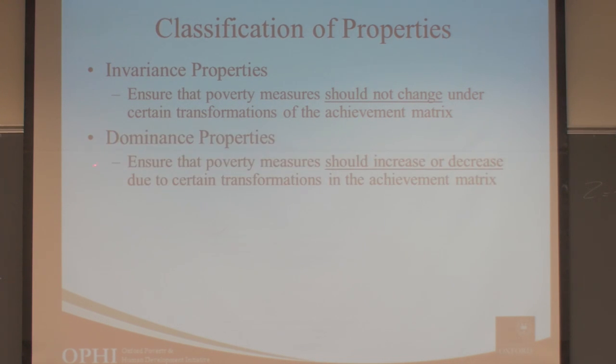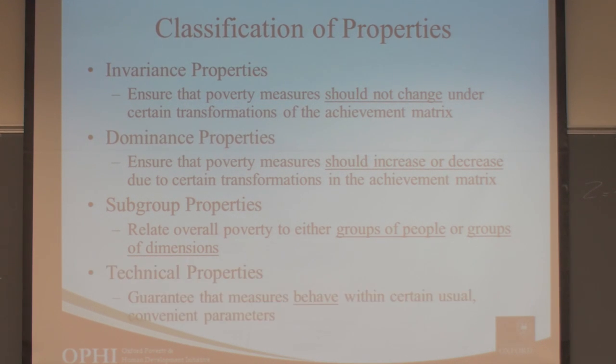Dominance properties ensure that poverty measures should increase or decrease due to certain transformation in the achievement matrix. Which properties? Monotonicity, transfer. Wonderful. Thank you for reminding. The first summer school where everybody is remembering the properties. So nice. Good experiment worked. Thank you. Subgroup properties: subgroup consistency and decomposability. And then you have the rest of the technical properties, which are continuity and normalization. Wonderful. Thank you very much.